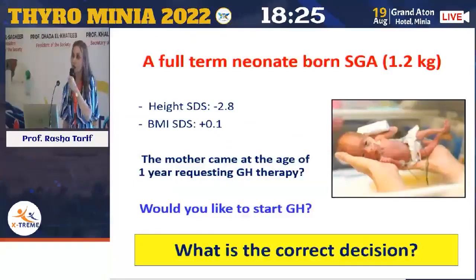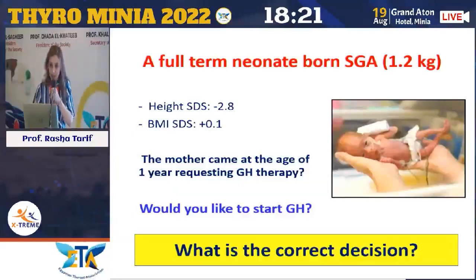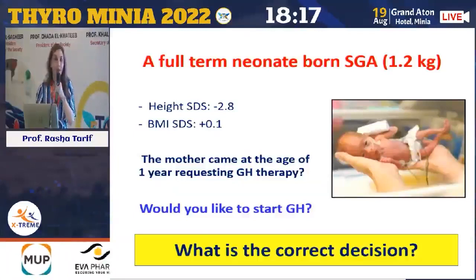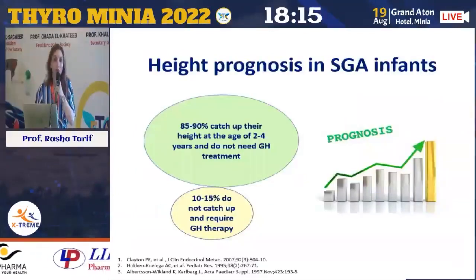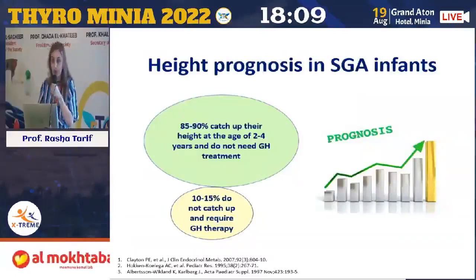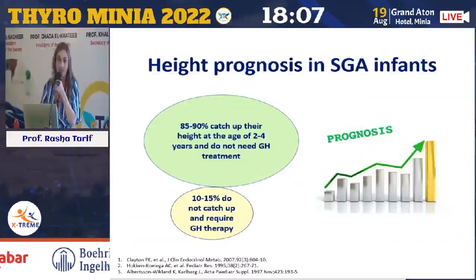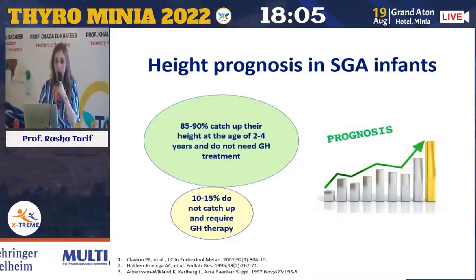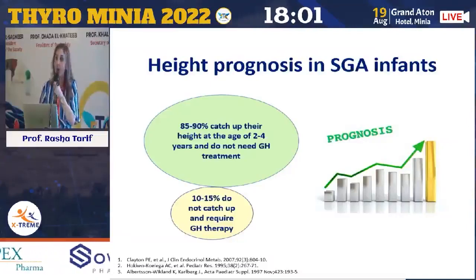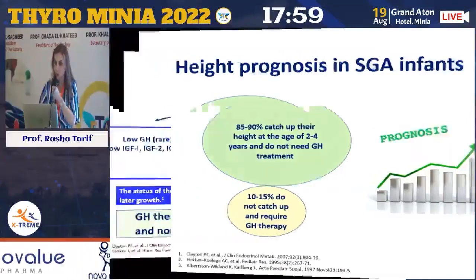Of course, no. We do not give growth hormone at this age in SGA. We have to wait until the age of 2 to 4 years. If the child does not catch up, you give the growth hormone. So the prognosis is excellent in those children. 85 to 90% catch up spontaneously at the age of 2 to 4 years. So we have to wait. 10 to 15% will not catch up and will need growth hormone therapy.